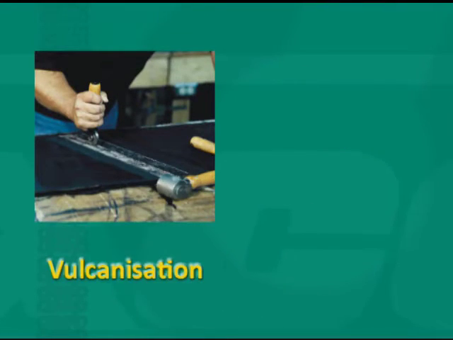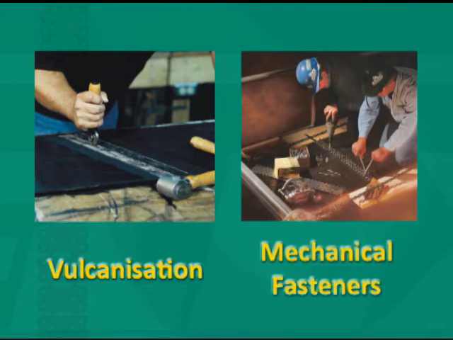The first, vulcanization, involves joining belt ends through heat, compression, and/or chemicals. The second involves joining belt ends together with mechanical belt fasteners. Which one is right for you? The only way to find out is to understand the facts.